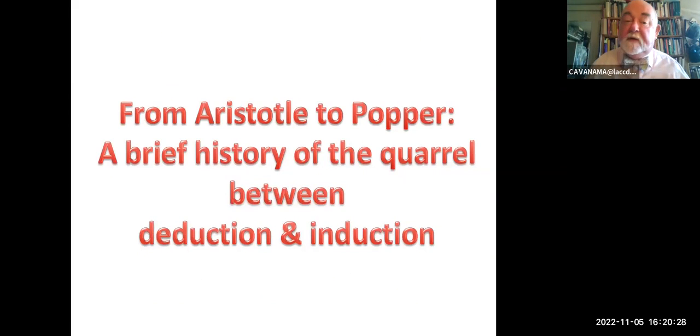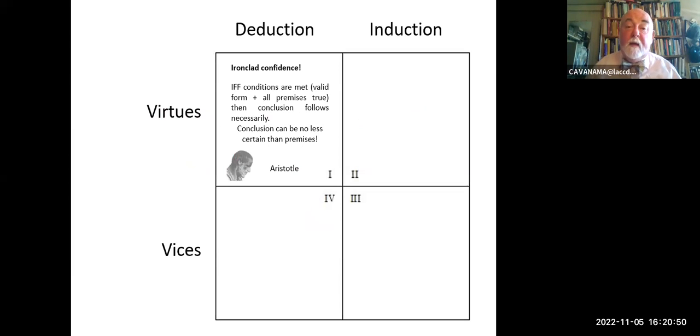But okay, let's shift gears a little bit. We're going to look at the history of the quarrel between deduction and induction, and in particular, the way in which Karl Popper has a surprising and interesting take on the relationship between induction and deduction. So I've titled this From Aristotle to Popper, a brief history of the quarrel between deduction and induction. And here again, we have another Punnett square. Let's cross-classify deduction and induction and their vices and virtues, because each has vices and it has virtues.